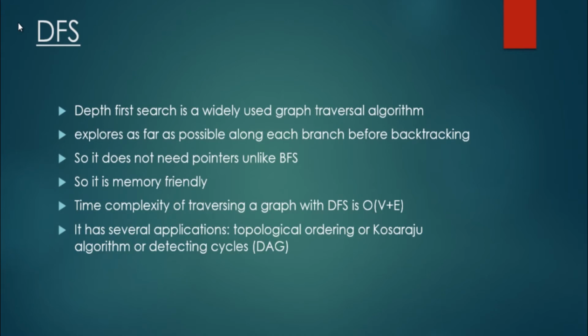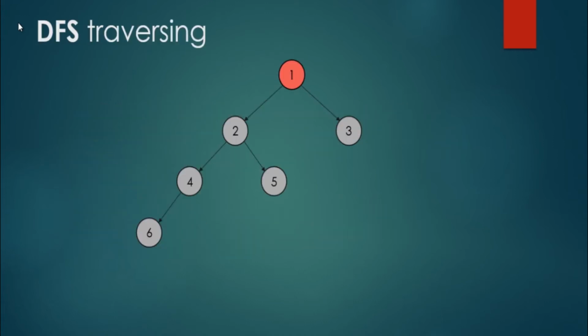Kosaraju's algorithm is very efficient, maybe it's not as efficient as Tarjan's algorithm, but if we have a graph and it's strongly connected, which means that we can get from any vertex to any other vertex, we can detect these strongly connected components with the help of Kosaraju's algorithm. And detecting cycles is very important. A directed acyclic graph doesn't have any cycles, and we can detect these kinds of cycles in linear time with the help of depth-first search.